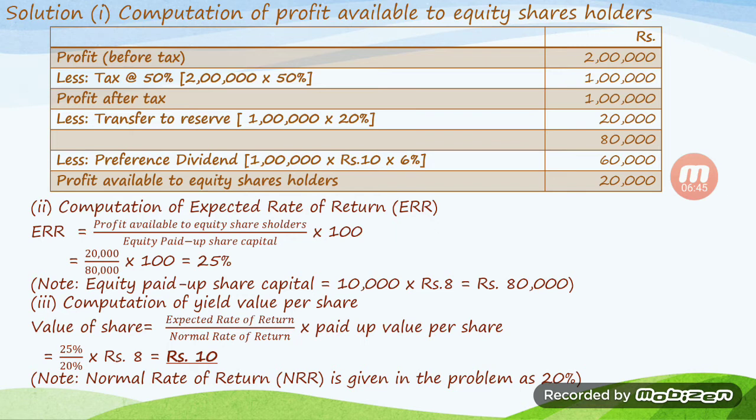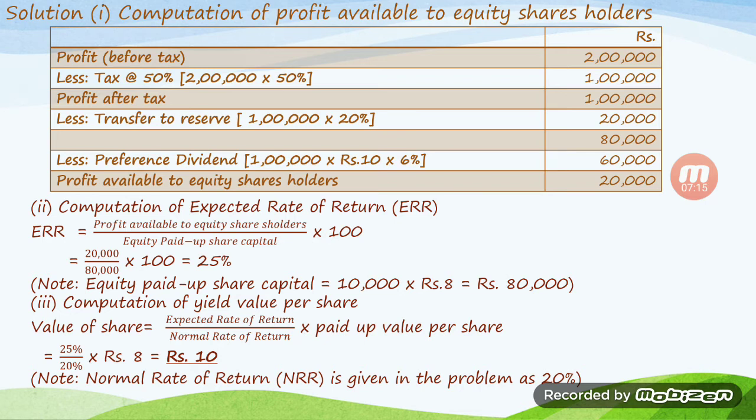Deduct 1 lakh to find profit after tax. And from profit after tax, any amount transferred to reserve is to be deducted. So here the sum says 20% is to be transferred to general reserve. So on 1 lakh, apply 20%, 20,000 is to be transferred to reserve. Deducting 20,000, we will get 80,000, from which dividend payable to preference shareholders is to be deducted.